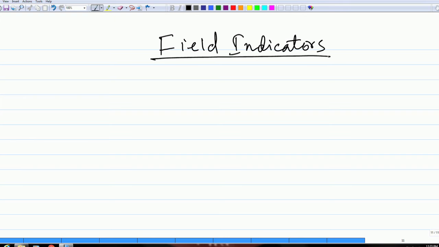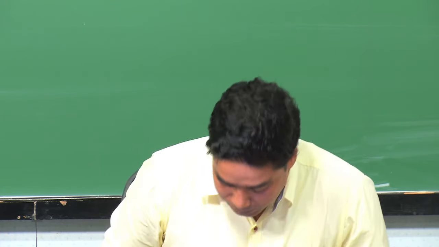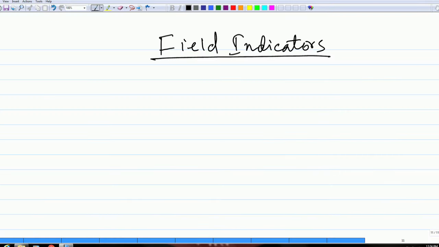As the name suggests, this will indicate the level of the magnetic field, of course, in a qualitative manner, whether it is optimum or whether it is enough to magnetize the part or not. So, there are different types of field indicators depending on what kind of part you have, which can be used to indicate the level of the magnetic field being applied. And one of them is known as Kitto's ring.